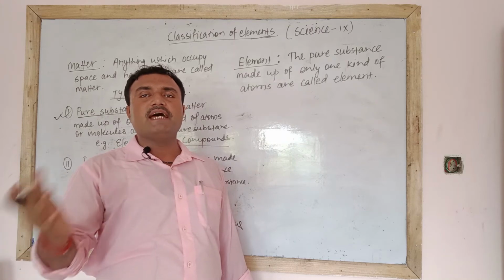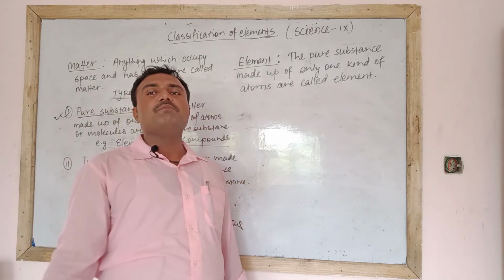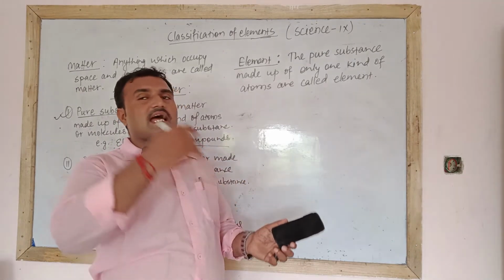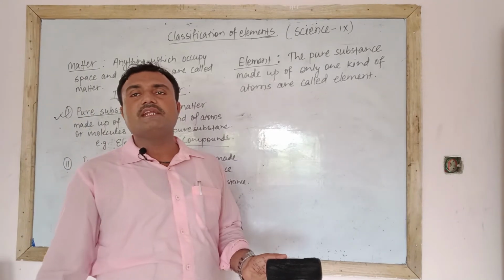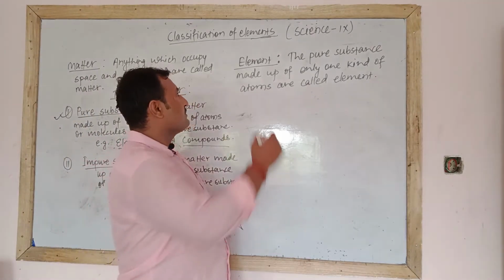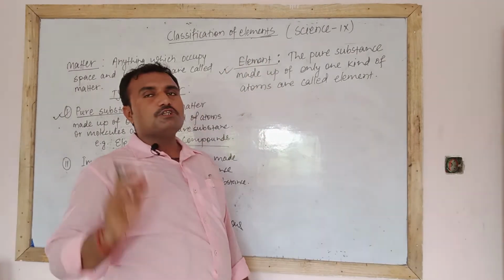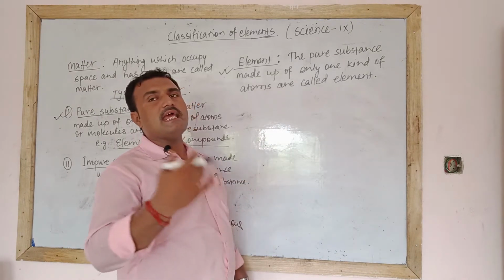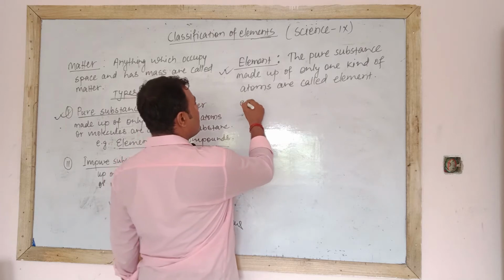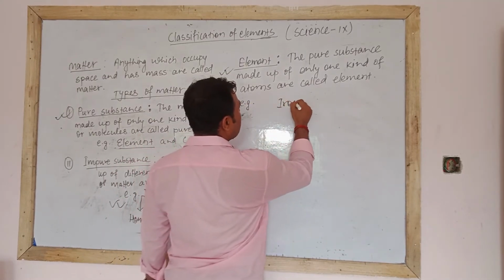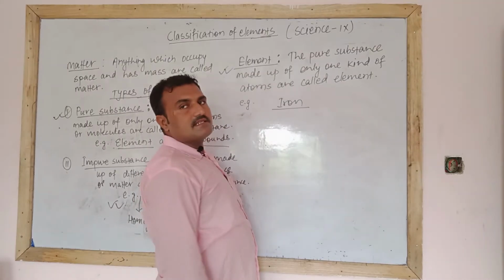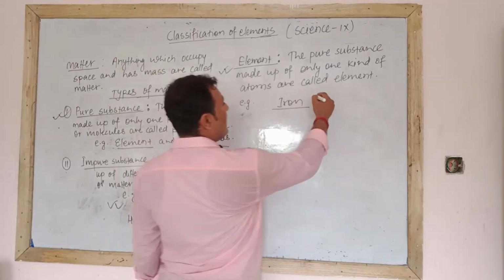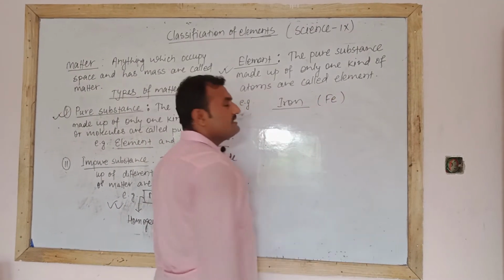But actually it is found that new atoms can be made from different kinds of atoms, and similarly an atom can be broken down into something simpler or another form of matter. Therefore the modern definition of element is: pure substance made up of only one kind of atoms is called element. For example, iron is an element. Why? Because iron contains only iron atoms, and its symbol is Fe.